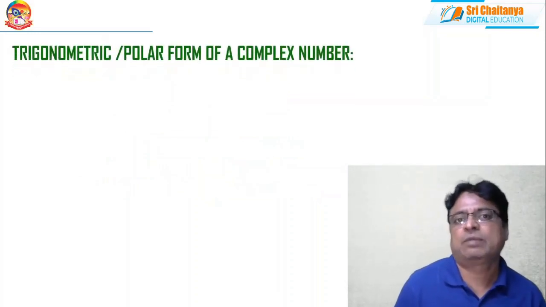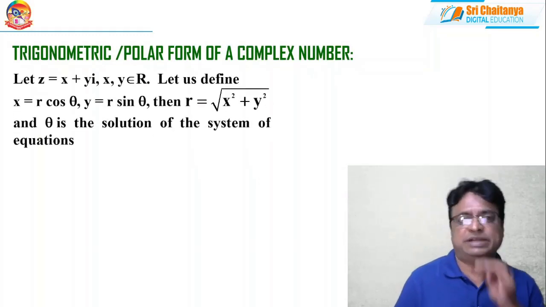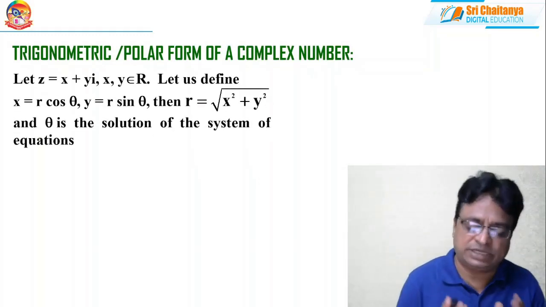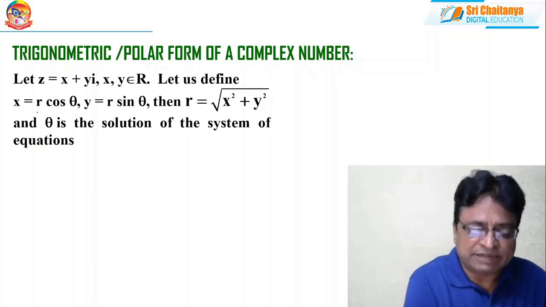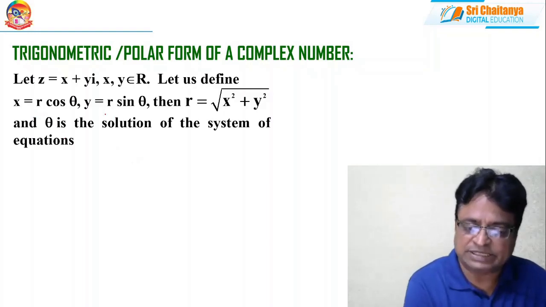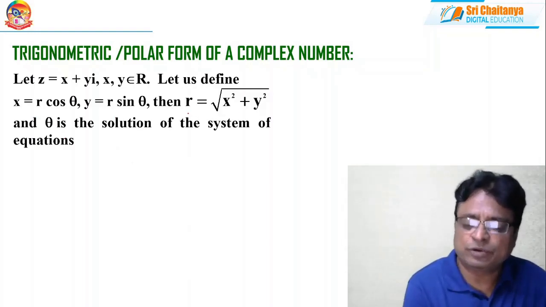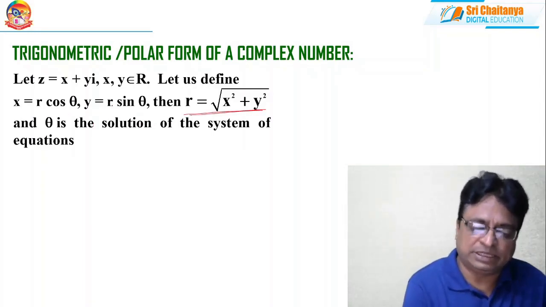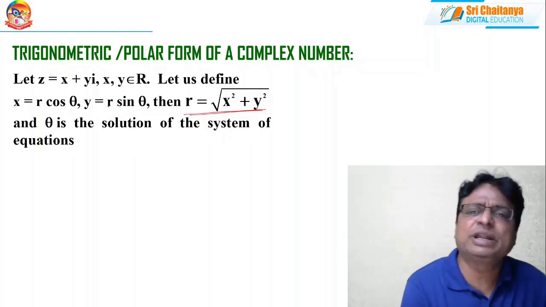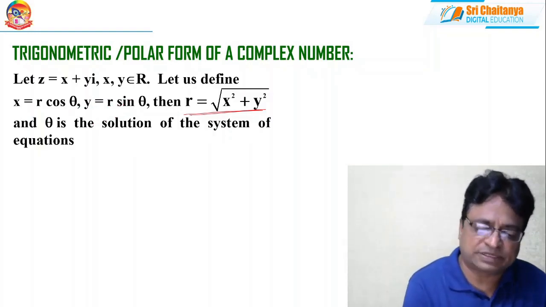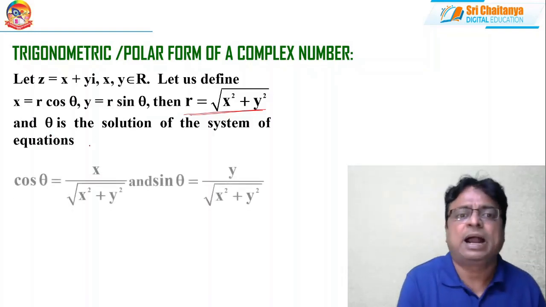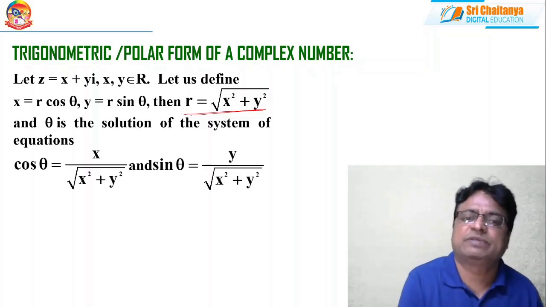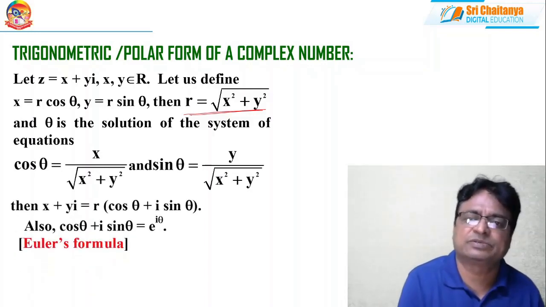Now coming to the trigonometric or polar form of the complex number. See the definition. If z is equal to x plus iy, that is, any complex number is given to you, where x and y are real numbers, then let us define x is equal to r cos theta, y is equal to r sin theta. Then r is equal to root of x square plus y square, because by squaring and adding you can get r. By eliminating theta from these two equations, you can get the r value, that is root of x square plus y square, and theta is the solution of the system of equations. And cos theta is equal to x by root of x square plus y square, and sin theta is equal to y by root of x square plus y square.